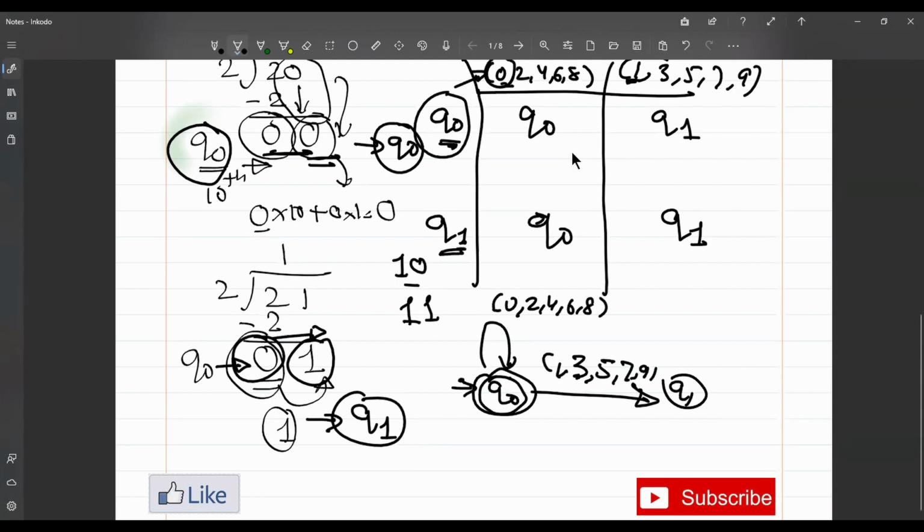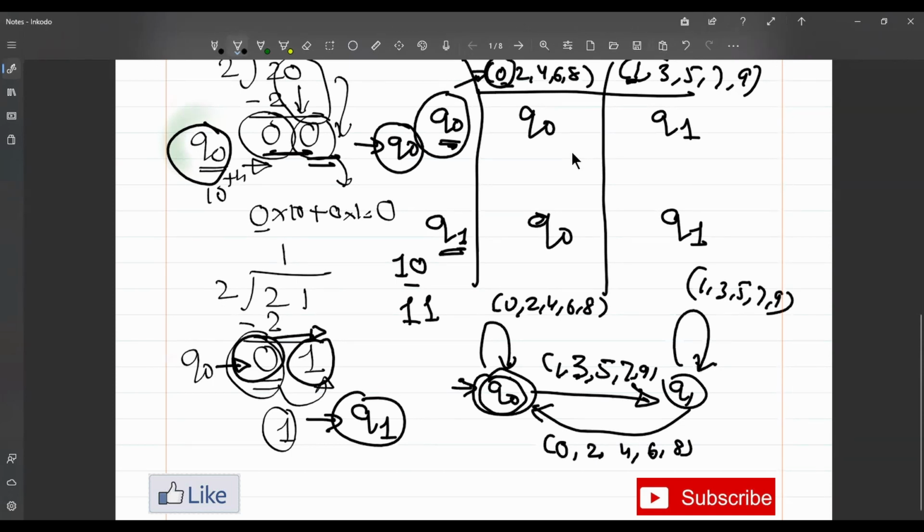Now the odd state, that is Q1. Q1 on even numbers is going to the Q0 state, so 0, 2, 4, 6 and 8. Q1 on odd numbers is going to itself, that is 1, 3, 5, 7, 9. This is how we designed the DFA for decimal numbers divisible by 2.